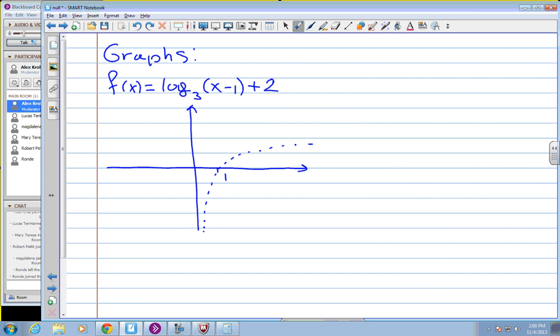So let's talk about this. If I do minus 1 on the inside, where's the function going to shift? One unit to the right. So the intercept will shift 1 unit to the right, and so will the asymptote. So now you have an asymptote at 1, and the graph goes through the 2. But then what is plus 2 going to do? It's going to raise it up 2 units. So the graph will do something like that.